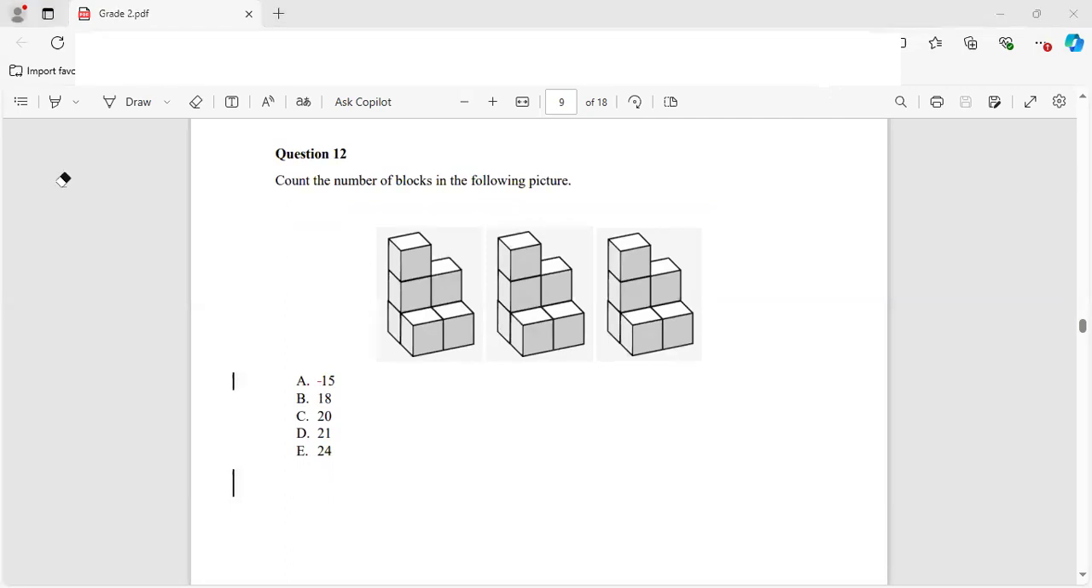Count the number of blocks in the given picture. Whenever we are counting blocks, always go layer by layer so that there's no confusion. Let's say A, B, C. In A, if you go to the top layer, 1, then 2 and 3, and then there are 4 in the bottom layer. Even though you can't see the one which is below, it doesn't mean that this block is floating in the air. So this is 1, 2, 3, and then 4. So you have 7. In block B, it's the same structure. So 7 and 7. So the answer is 21. So the option for question 12 is 21.